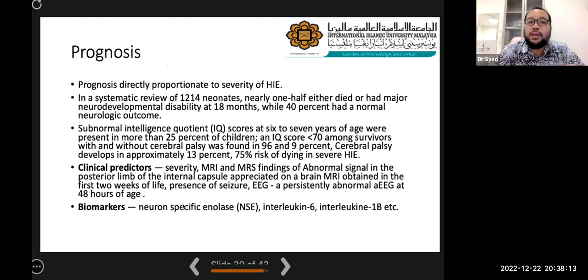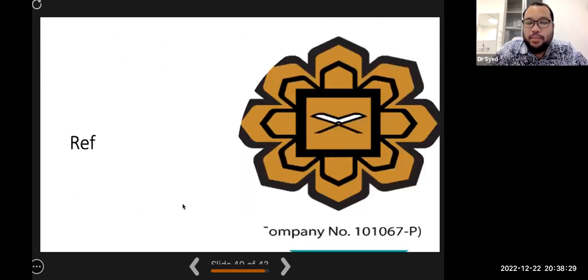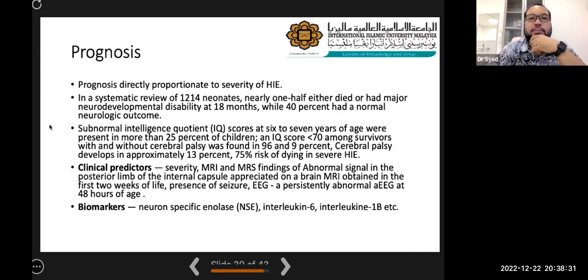Prognosis is directly proportionate to the severity of the HIE, as mentioned before kan. Kalau mild, usually prognosis is excellent. But if moderate, it's guarded, and if severe, it will be a very severe prognosis. So, yeah, that's it. Simple.